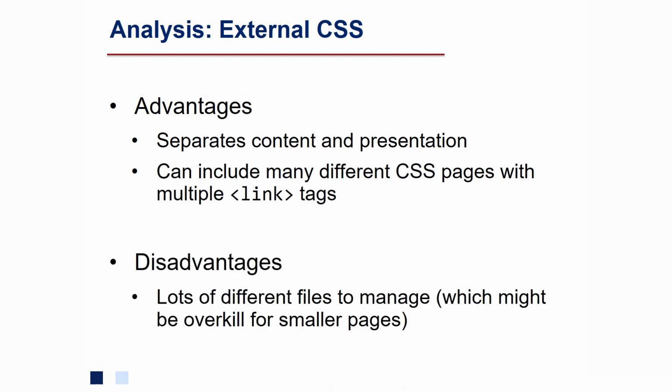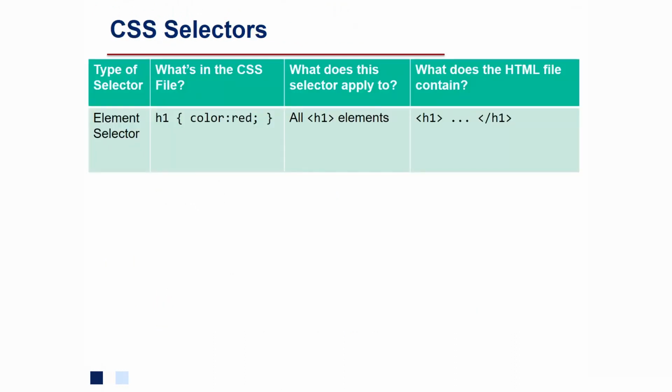Of course, when we start to create more files, there's more files to work with, more files to keep track of, but generally the advantages of separating the content, the HTML, and the presentation, the CSS, outweigh these disadvantages. In CSS, remember I said that we have the selectors and then the property value pairs. There are three types of selectors. One is the element selector, as we saw in the previous example. In the element selector, the selector is the HTML tag, or the HTML element. It says apply this styling, in this case red, to all H1 elements in the page.